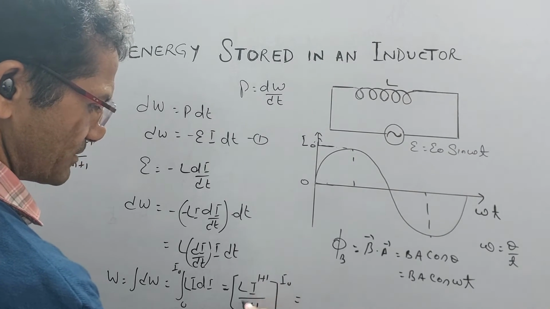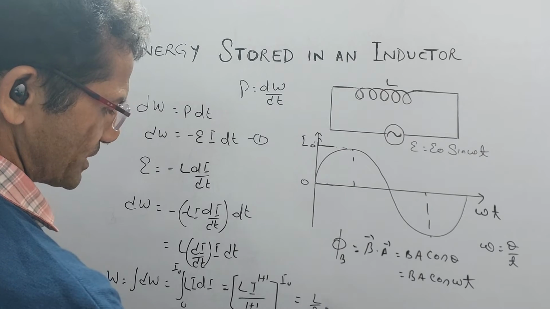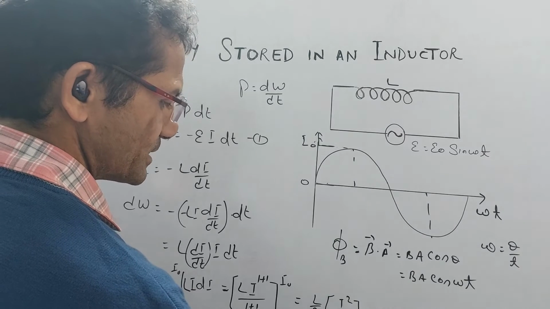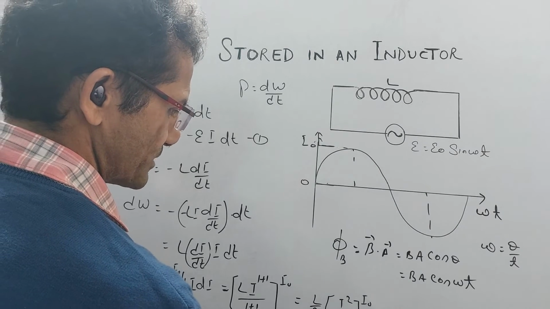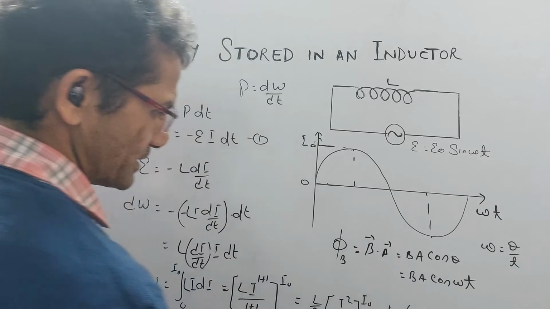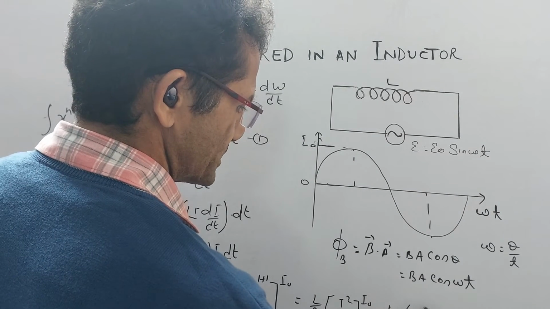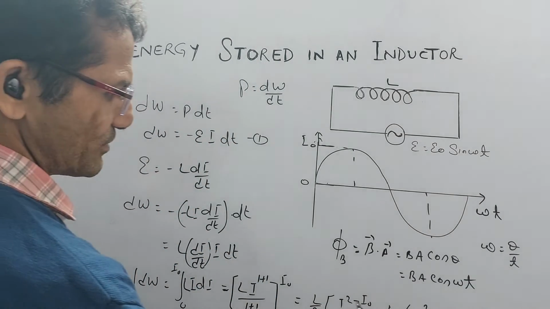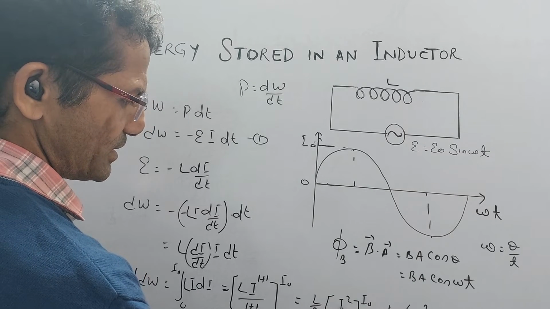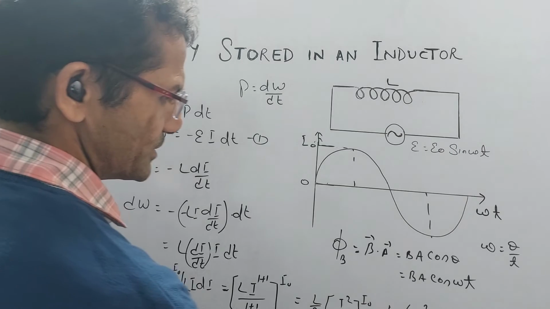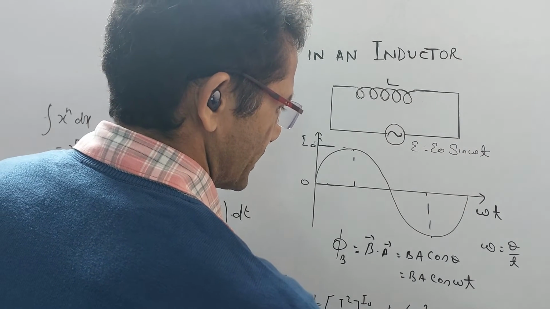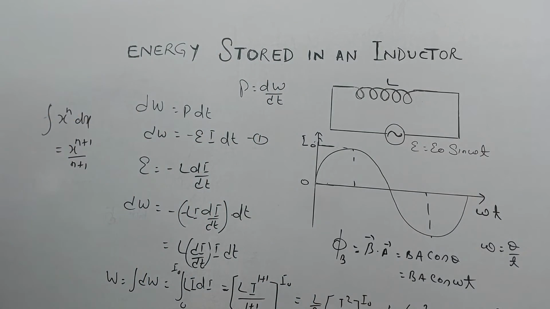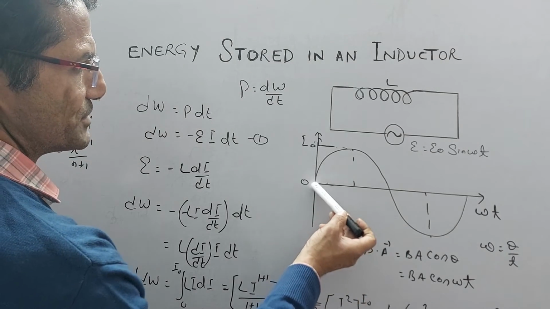After simplification, L upon 2 is taken out, and inside we have I squared, with lower limit 0 and upper limit I naught. First put the upper limit, then the lower limit. Placing I naught in place of I, we get I naught squared minus 0. After simplification, it becomes L I naught squared divided by 2. This is the work done during the rise of the current, when the current rises from 0 to I naught.